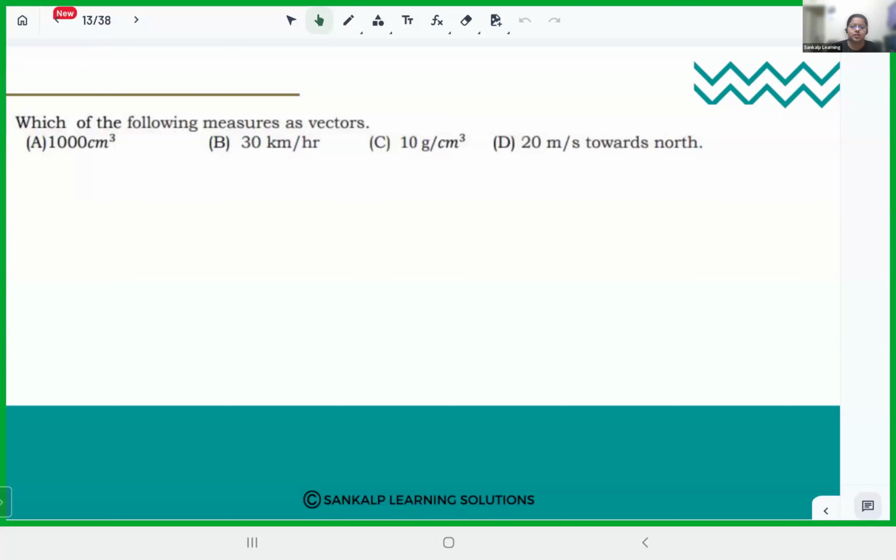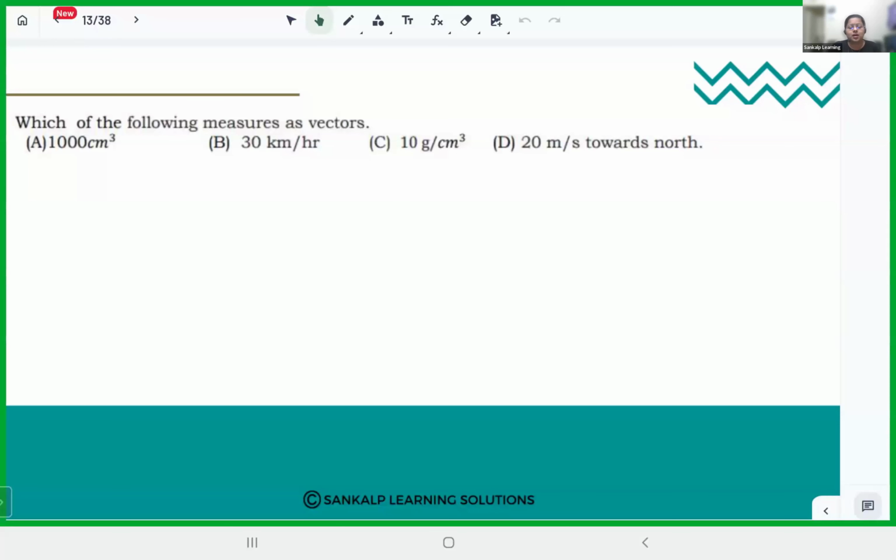So consider the first option, 1000 centimeter cube. It is a scalar quantity, isn't it? Does that depend upon the direction? It has just a measure. It has just magnitude. So it is a scalar quantity, and we can eliminate that one. Now consider the second one. It is speed, right? 30 kilometer per hour. It is speed, which means it is a scalar quantity. Does speed depend upon the direction?